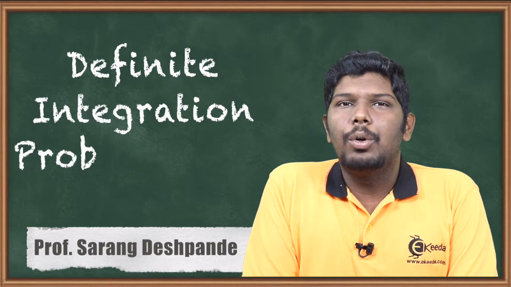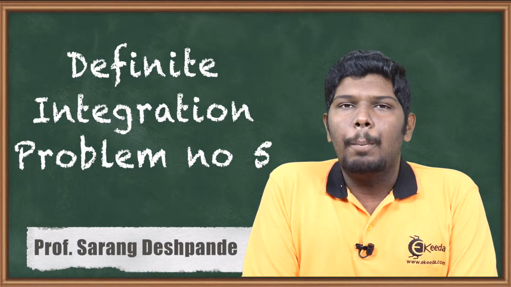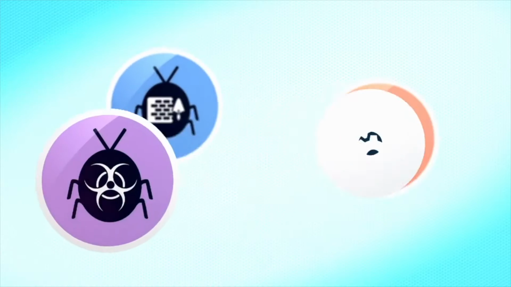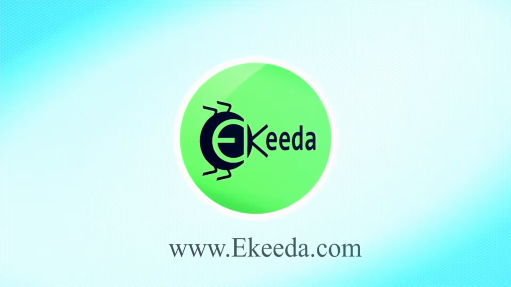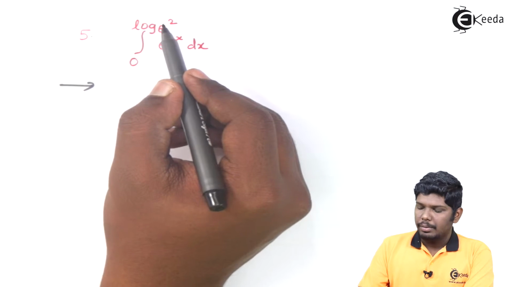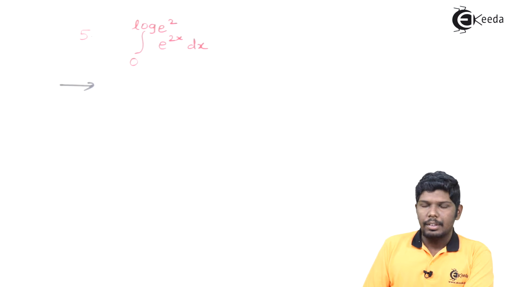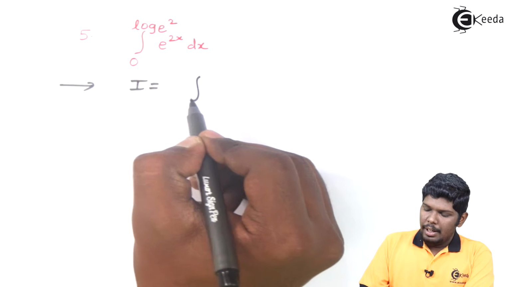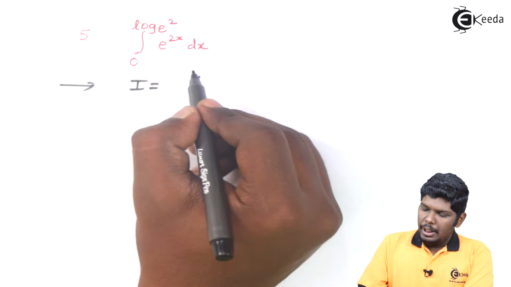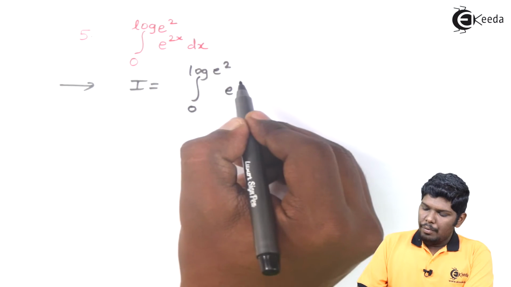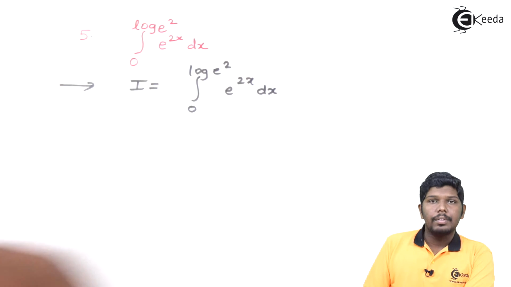Hello friends, in this video we are going to see one more problem on basic definite integration. Let us start with problem number 5. Integral 0 to log e square of e raised to 2x dx. Now first let us consider this integral as I. Therefore I is equal to integral 0 to log e square of e raised to 2x dx.